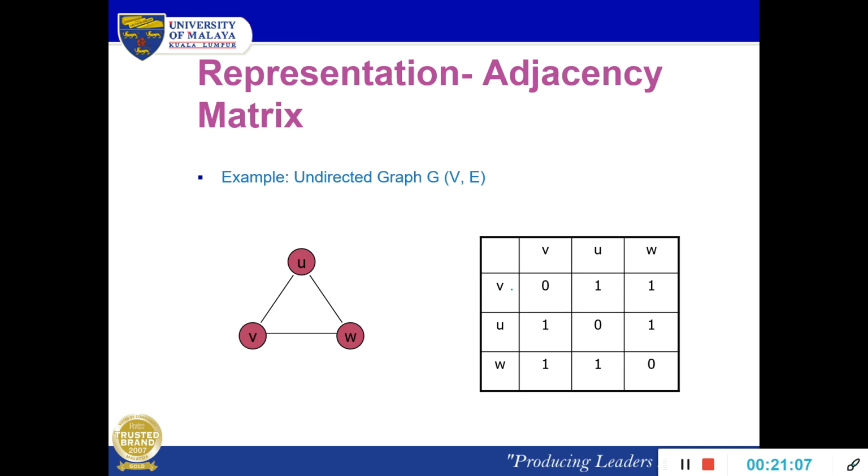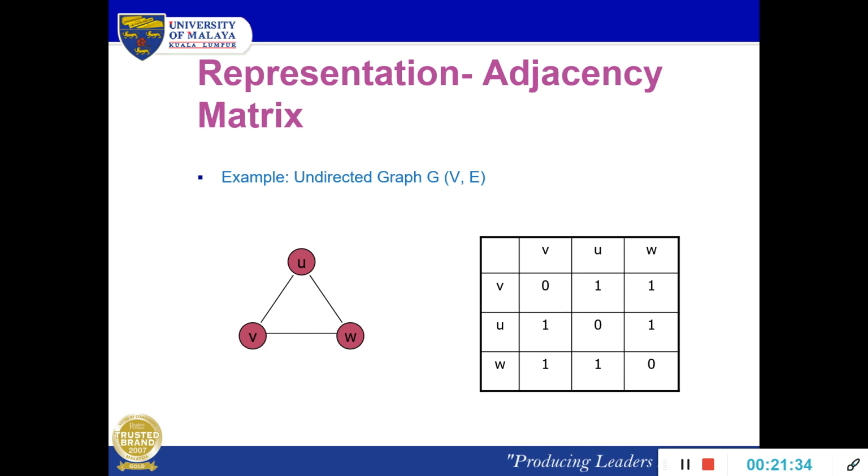So this is the adjacency matrix for U, V, W. It's supposed to be UVW. Doesn't matter, but just follow the alphabetical order. I don't know why I put VUW. Never mind. So V to V 0, V to U, yes, you have 1, V to W 1, and so on.